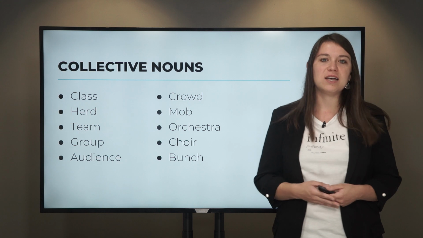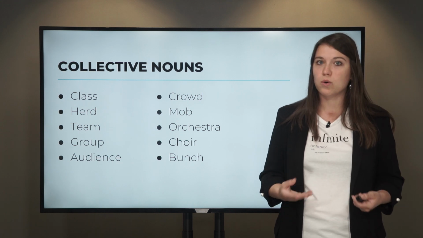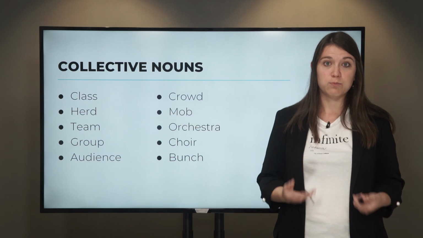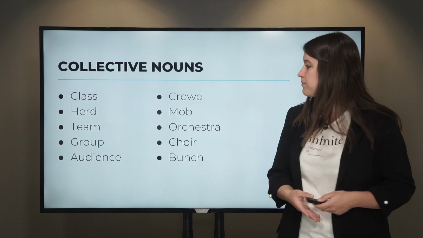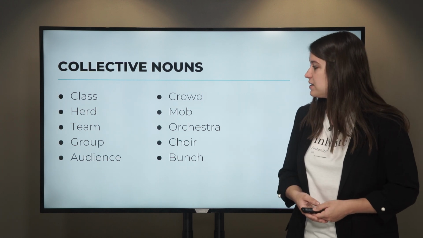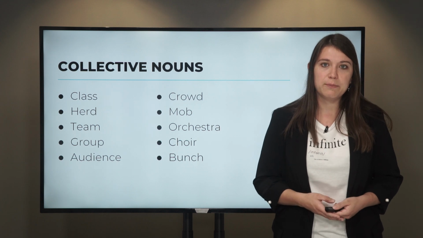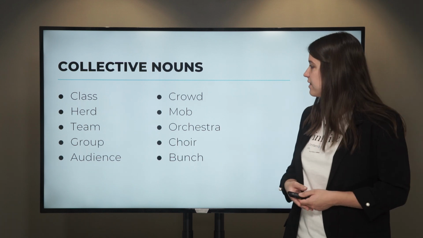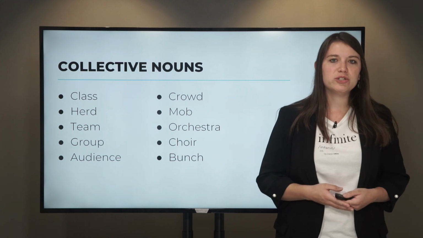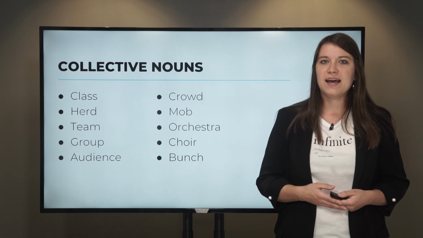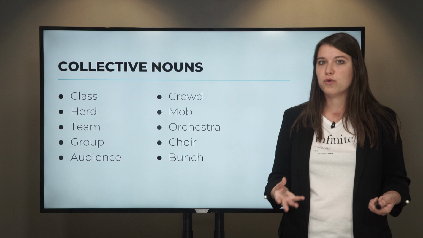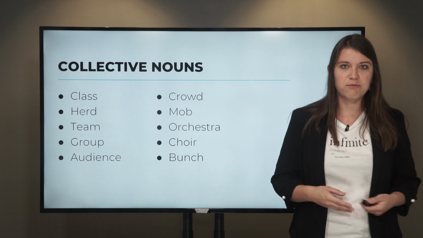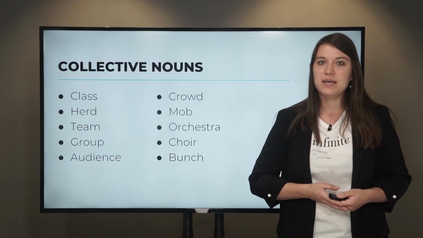A herd is a group of animals like cows or horses, for example. A team is a group of people working together or a sports group of people playing sports. A group, so this also counts as a collective noun. An audience is a group of people who are watching some sort of event like a concert or something like that. A crowd is similar to audience, but sometimes this has a negative connotation. It can mean a group of people who are gathered together, maybe they're protesting. A mob as well, if people are angry, then you could consider them to be a mob.